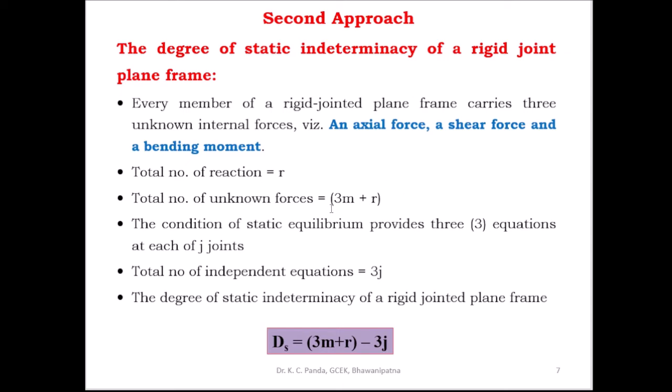Then what is the degree of static indeterminacy? The degree of static indeterminacy for a rigid jointed plane frame can be determined by taking the total number of unknown forces minus the total number of independent equations. So the degree of static indeterminacy ds is equal to 3m plus r minus 3j. So 3m plus r is the total number of unknowns and 3j is the total number of independent equations. This difference is called the degree of static indeterminacy of a rigid jointed plane frame.